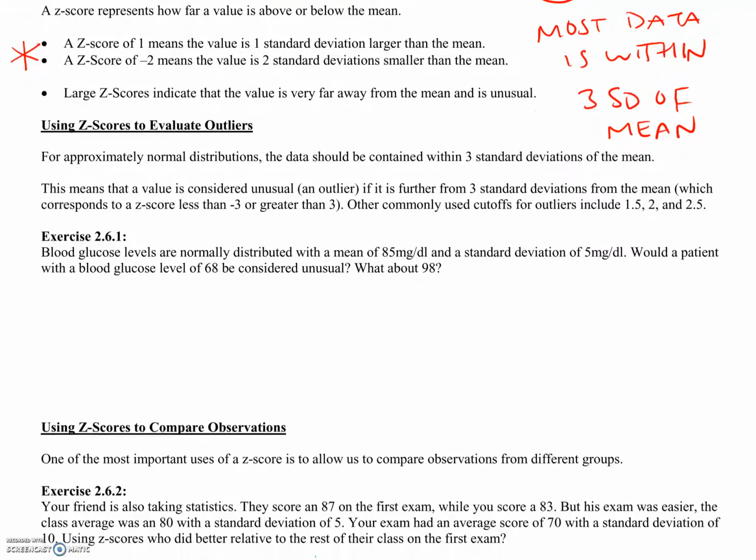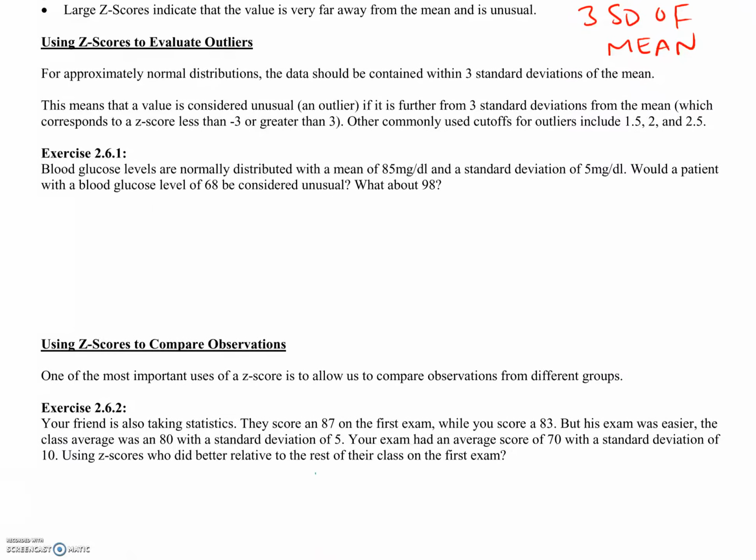So the first example here says blood glucose levels are normally distributed. This is usually a nice key to tell us that we can use these rules that we have about standard deviation and mean, especially the one that most of our data is within 3. And then we're told that it has a mean of 85 and a standard deviation of 5. It says, would a patient with a blood glucose level of 68 be considered unusual? So this 68 here is an observation from this distribution of blood glucose levels. So we've got all of this information.